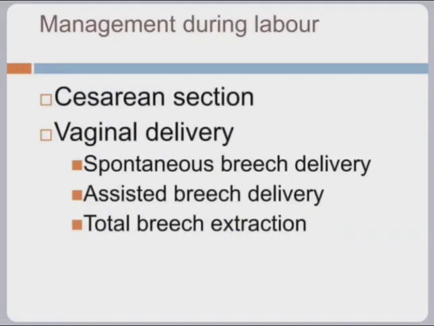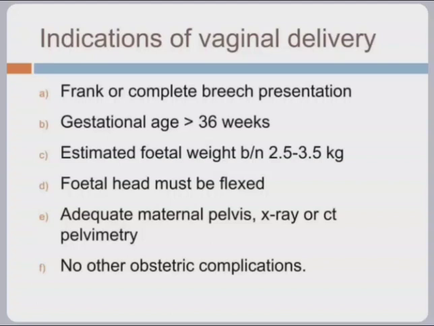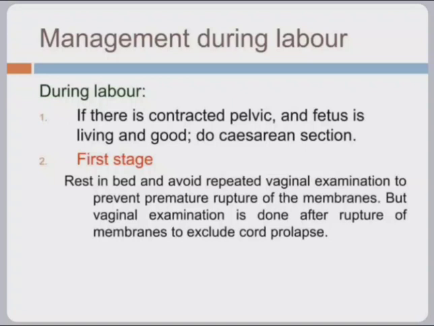Okay. Then management during labor: cesarean section and vaginal delivery, spontaneous breech delivery, assisted breech delivery or total breech extraction. Okay. Indications of vaginal delivery: frank or complete breech presentation, gestational age more than 36 weeks, estimated fetal weight of 2.5 to 3.5 kg, fetal head must be flexed, adequate maternal pelvis on x-ray or CT pelvimetry, and no other obstetric complication. Then management during labor: if there is a contracted pelvis and the fetus is living and good, do a cesarean section.